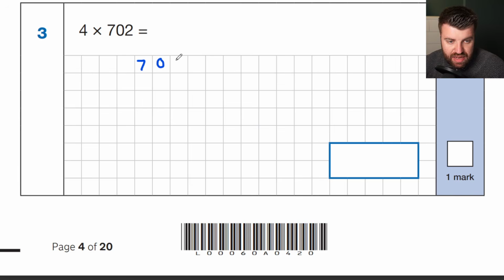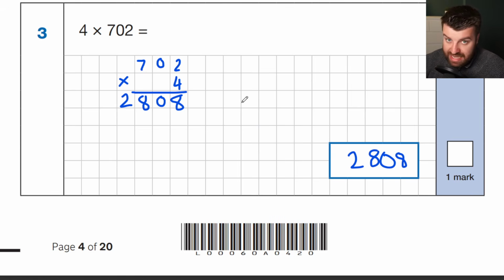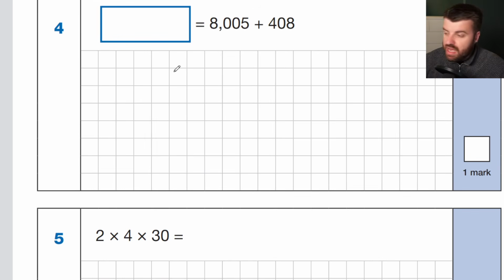Question 3, 4 multiplied by 702. Again, you can write this down as short multiplication, no problem, and it should be quite straightforward. 2 times 4 is 8, 4 times nothing is still nothing, and 7 multiplied by 4 is 28, which goes straight into the box like that. 2, 8, 0, 8, easy mark, and we move on.